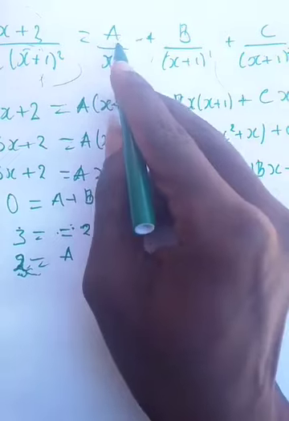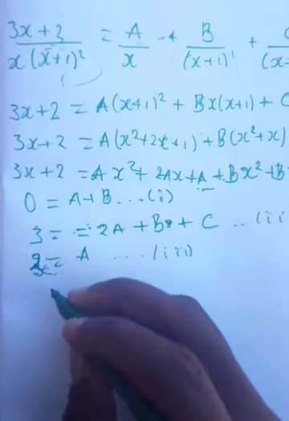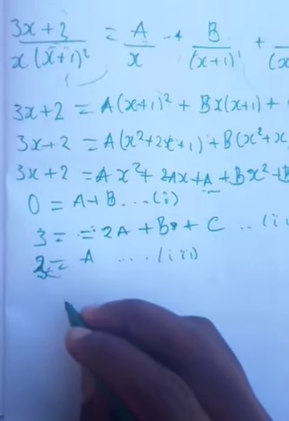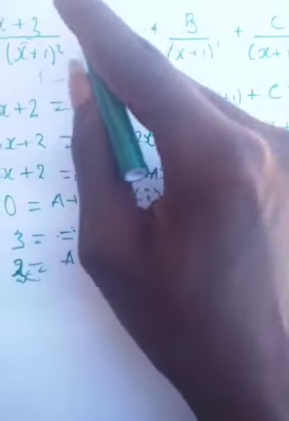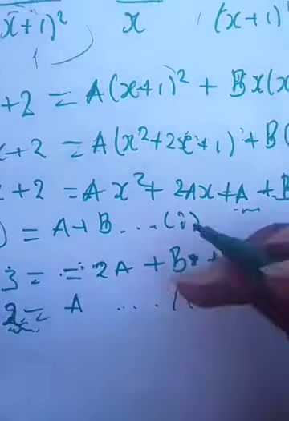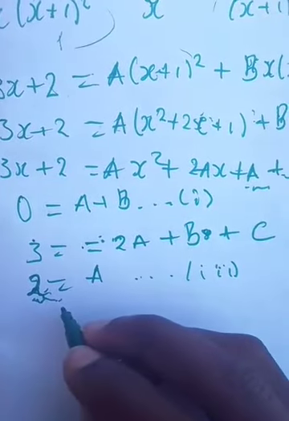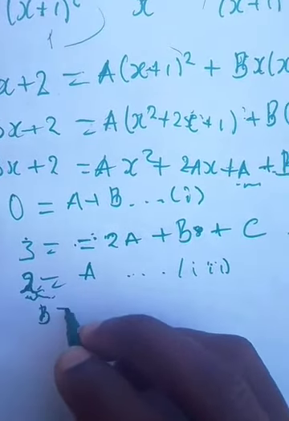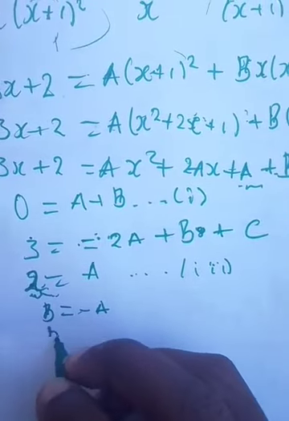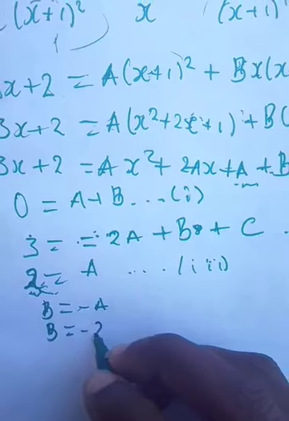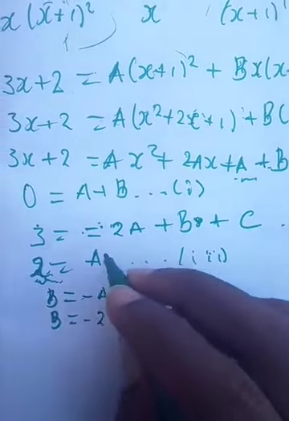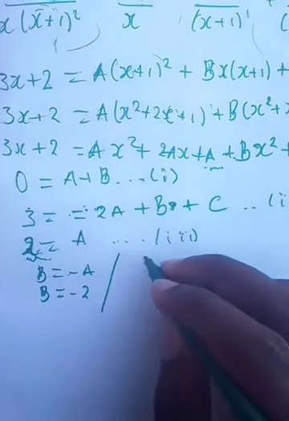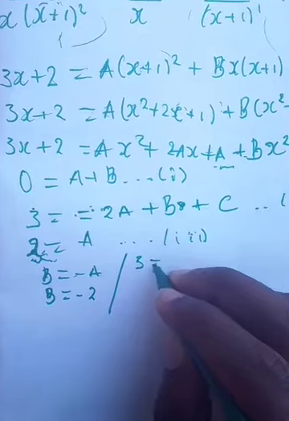Now our job right now is to just find b and c. Then we substitute. Then we're going to integrate each. So for me to find b, I'll take the first equation. I just make b the subject of the formula, which is negative a. So basically, b is simply negative 2. Let's now find c. To find c, I'll take the second equation, which is 3 is equal to 2a plus b plus c.